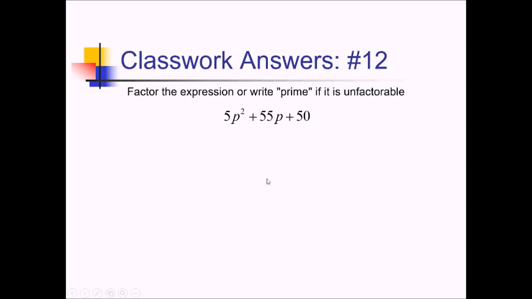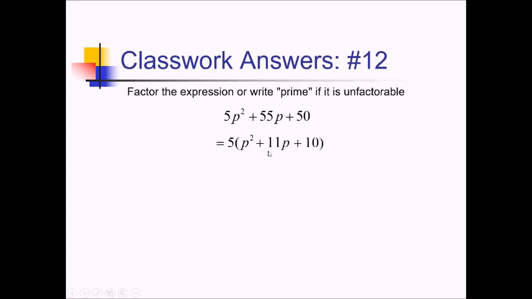On this one, we notice that we have an a value that is not 1, so we look to see if we can take out a common factor, and it looks like we can. These are all divisible by 5, so if I factor a 5 out of that, I've got a p squared plus 11p plus 10.